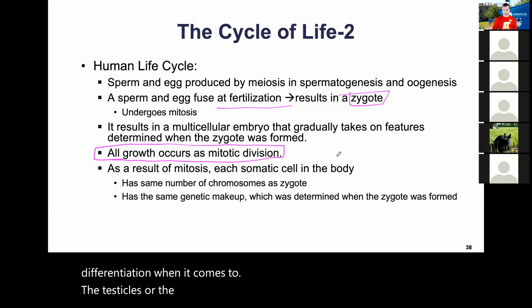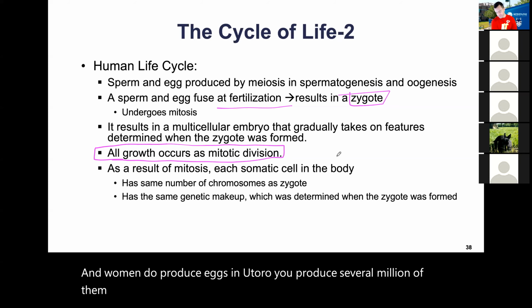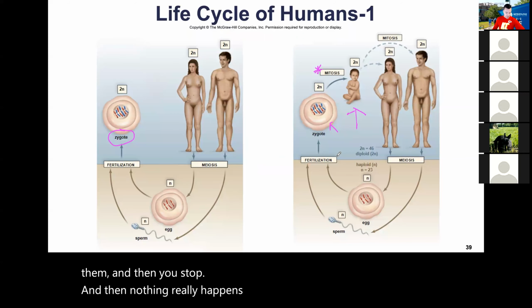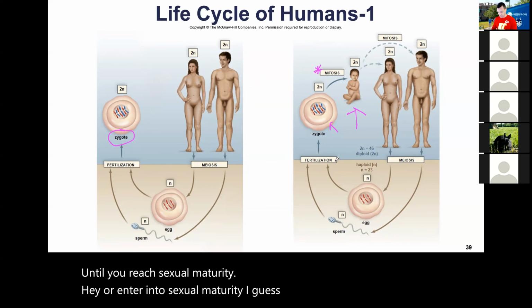Okay. And women actually do produce eggs in utero. You produce several million of them, and then you stop. And then nothing really happens with a female until you reach sexual maturity, or enter into sexual maturity, I guess I should say, where you start going into puberty.